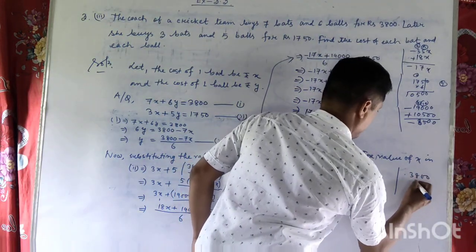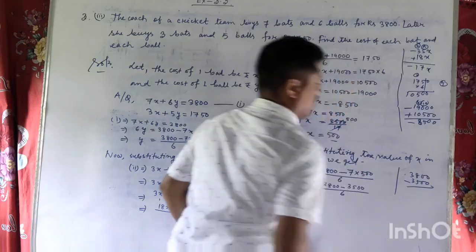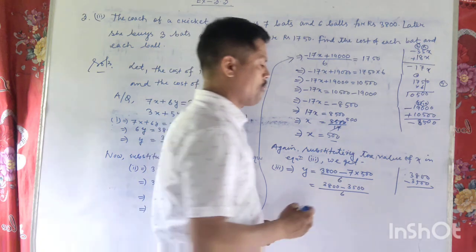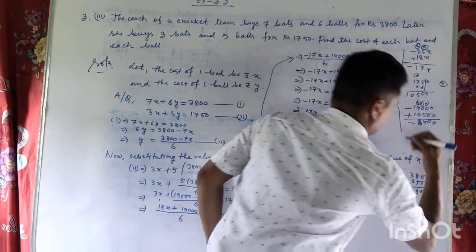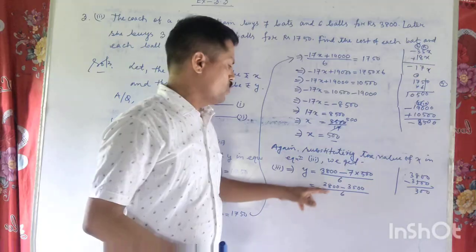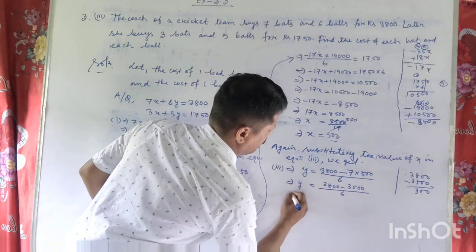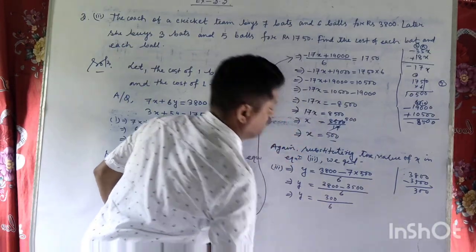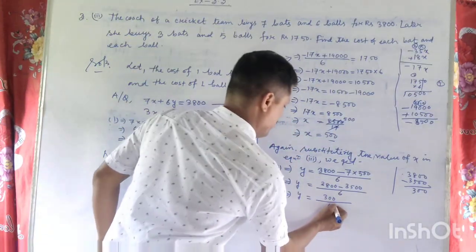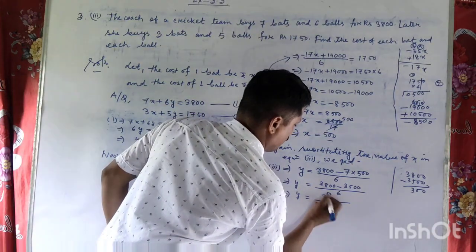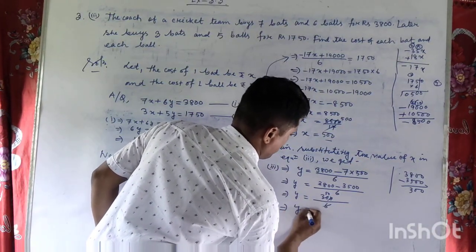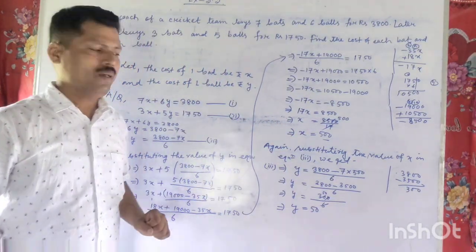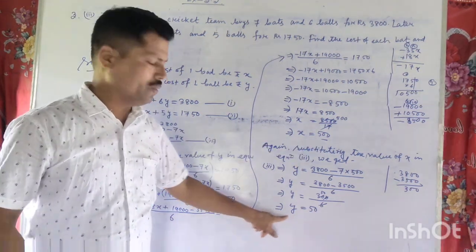So 3,800, we have to subtract 3,500, then we will get here 300. So here we can put y is equal to 300 by 6, then 6 in 30 5 times and one more 0, that means y is equal to 50. Here y is equal to 50. So x value is 500 and y value is 50.